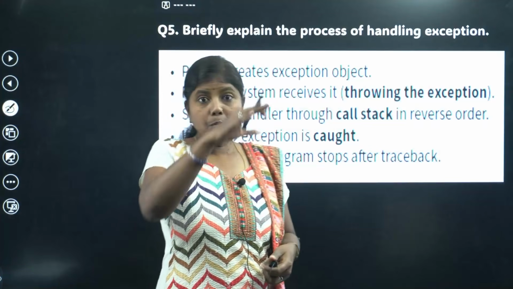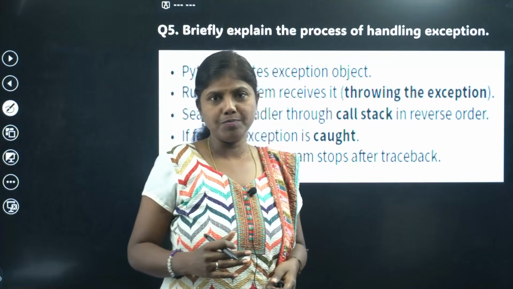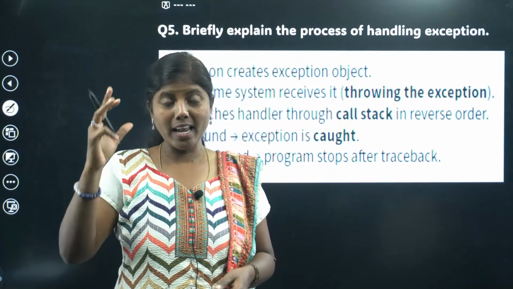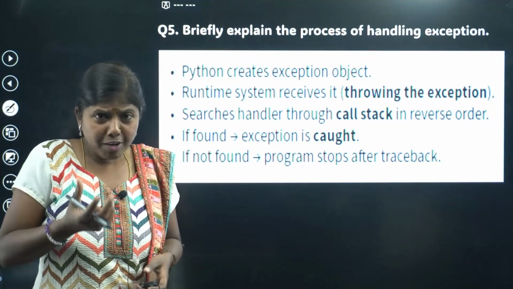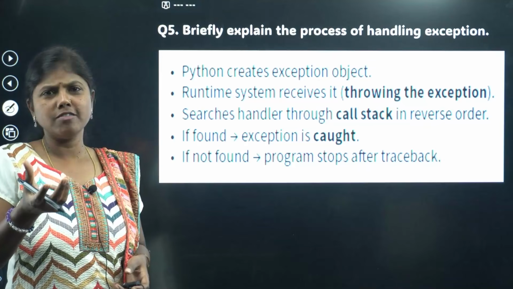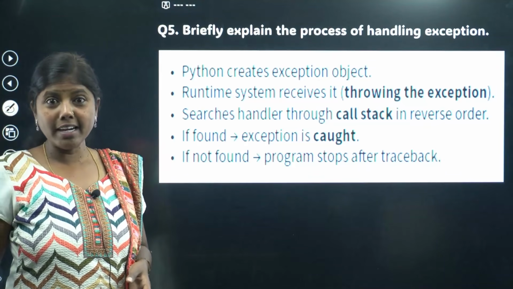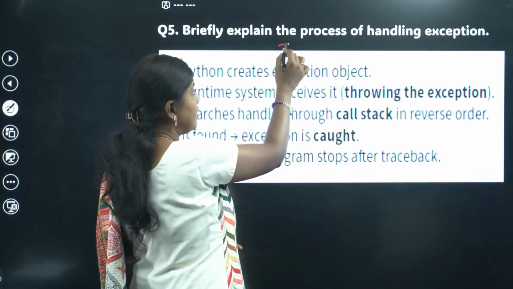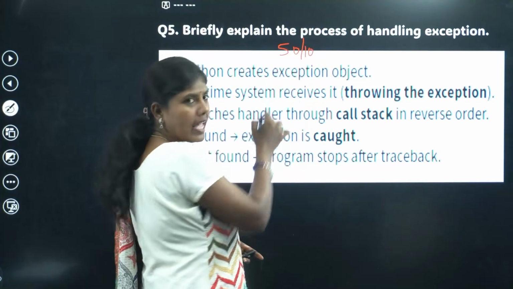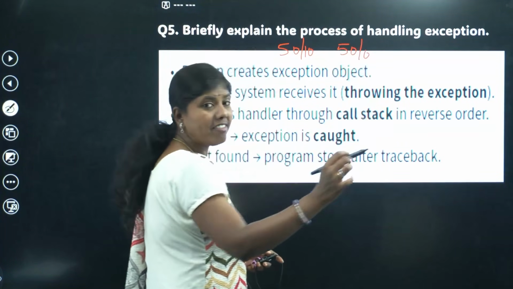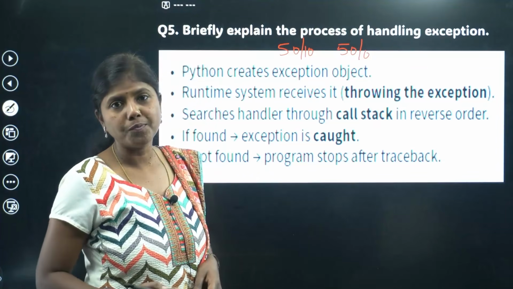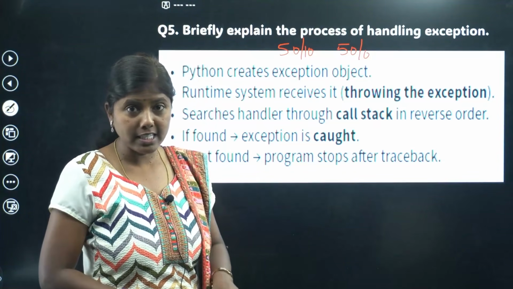Briefly explain the process of handling the exception. You've just gone through the example, now we'll have an idea. What do you mean by the process of handling an exception? Whenever an exception is raised, 50 divided by 10 means no error, error is not there. If I make it 50 divided by 0, definitely it's going to raise an exception.